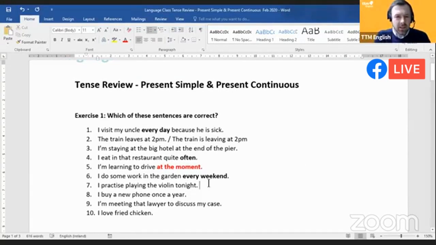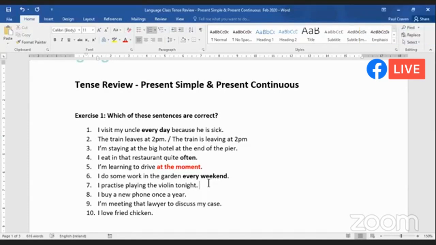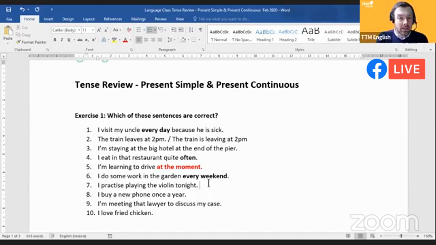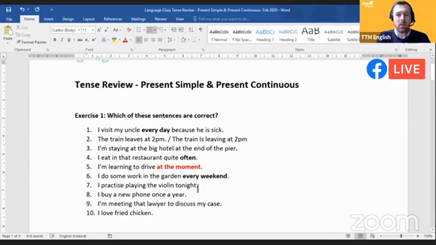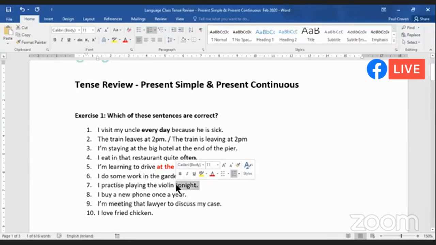Are you there, Dachani? Yes, sir. Number 7's okay, isn't it? Practice playing the violin. Yes, sir. Correct. Present continuous. Really? Is that present continuous? I practice playing. Is that present simple? Ah, that's present simple, isn't it? So I practice playing the. And when is tonight? It's going to.